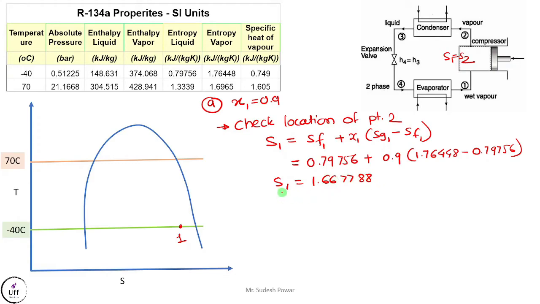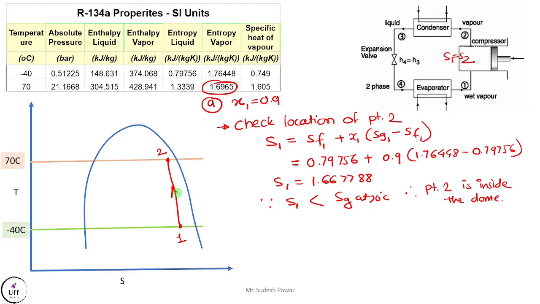Now you need to compare this value of entropy at point number 1 with the entropy of vapor at higher temperature. Entropy of vapor at 70 degrees temperature is 1.6965. So we can see that since the entropy at point number 1 is less than Sg at the higher temperature, that is 70 degrees centigrade, therefore this point number 2 is inside the dome. That means point number 2 is also in the wet region. Okay, so I will mark point number 2 over here, since it is also inside the dome. With the help of this we can complete our diagram.